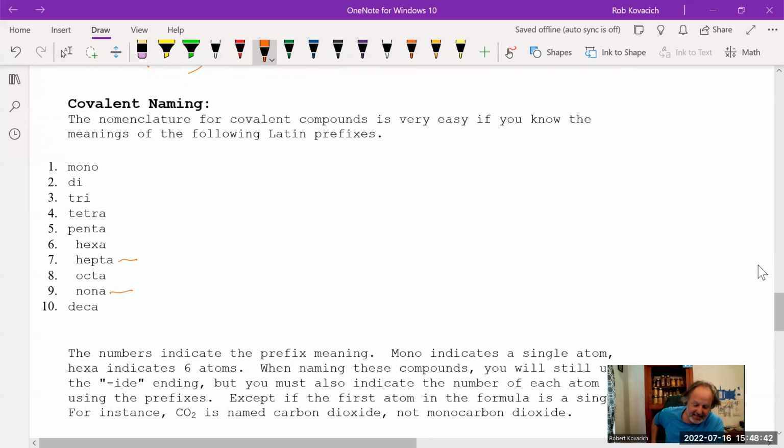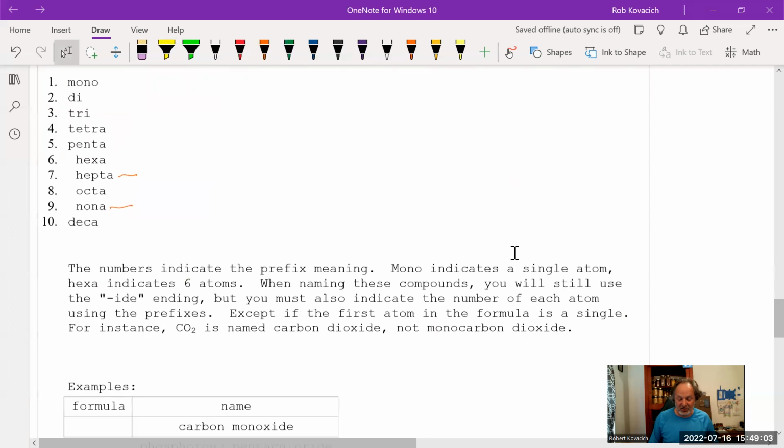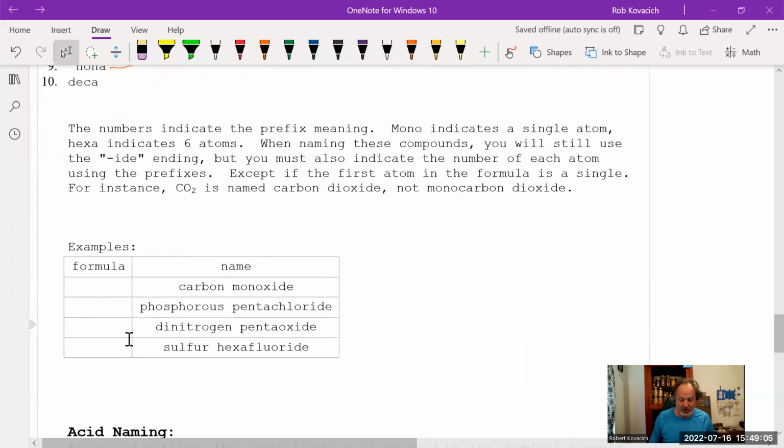Hex is 6. Hepta is 7. Oct is 8. So octagon or octane for gasoline. And then non, so that's just 9. So nonane would be a molecule with 9 carbons in it. And dec, we know that one as being 10. All right, so it's pretty easy.